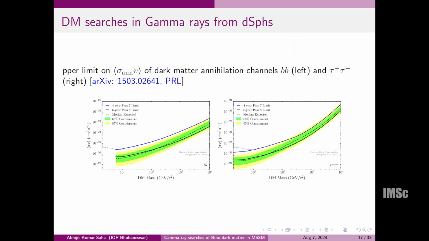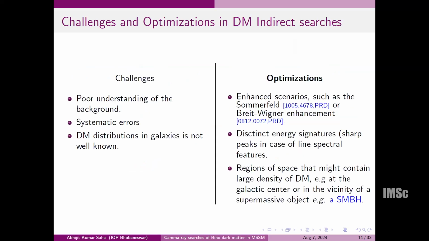I have said earlier that there are three options to boost your dark matter annihilation strength or the resultant photon spectra. One is Sommerfeld or Breit-Wigner enhancement. Second is if you have any line signal. Third is a region that contains a large density of dark matter, such as ASMGs.